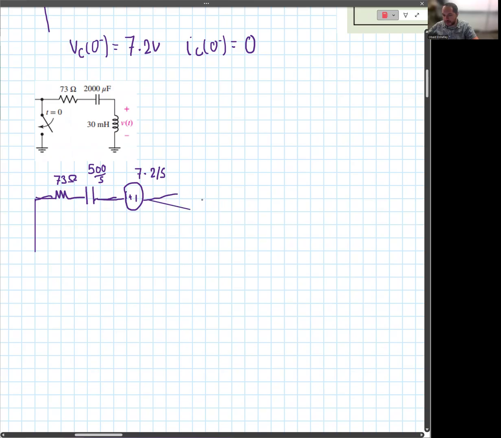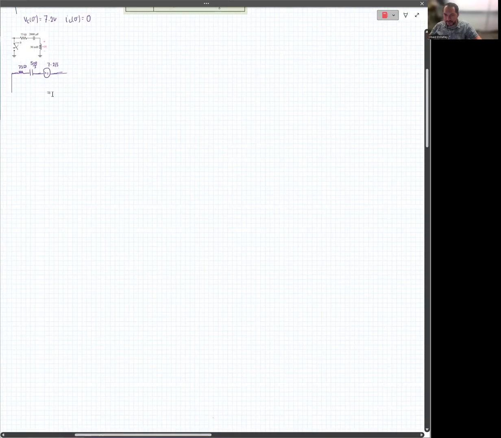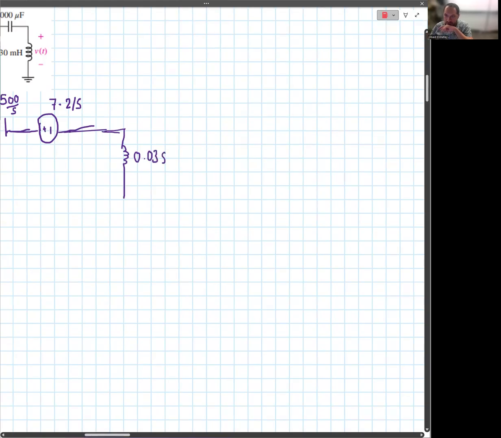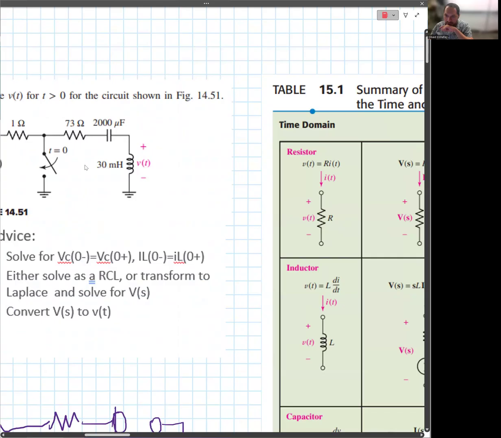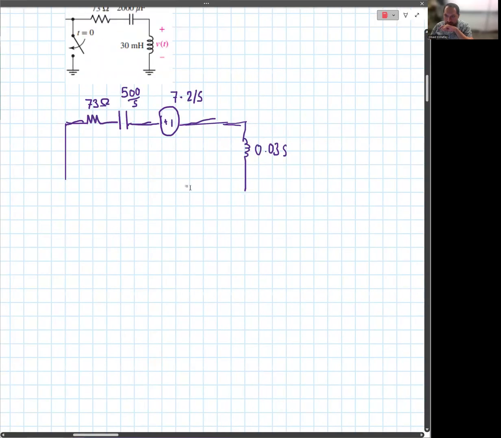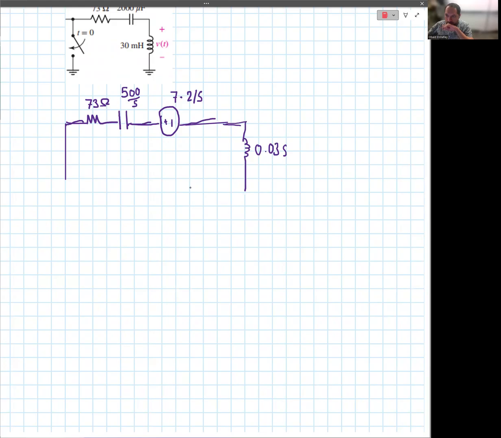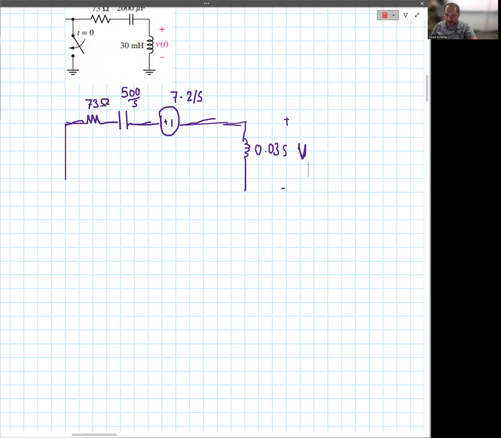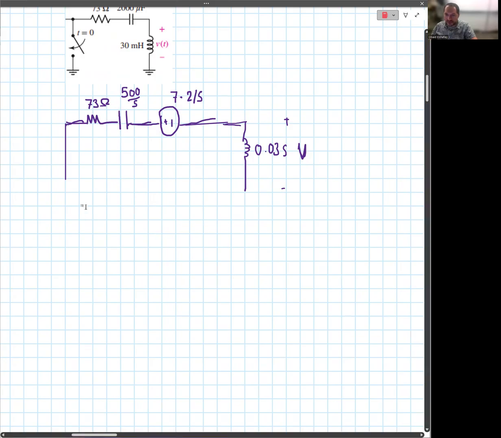And finally, we have an inductor. Sorry, we have an inductor of impedance of the inductor in S domain as 0.03 S. Yeah, 30 milli, so it's 0.03 S. And we are solving for V. We don't have a V source here in this circuit. So what would be the easiest equivalent?